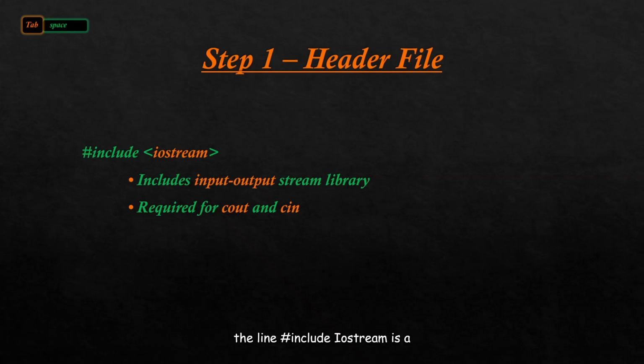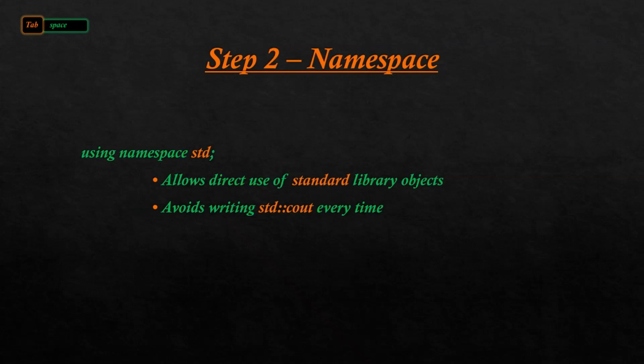The line #include <iostream> is a preprocessor directive. It tells the compiler to include the input-output stream library, which is necessary for using cout and cin. The line using namespace std allows us to use standard library objects directly. This means we can simply write cout instead of the longer std::cout.